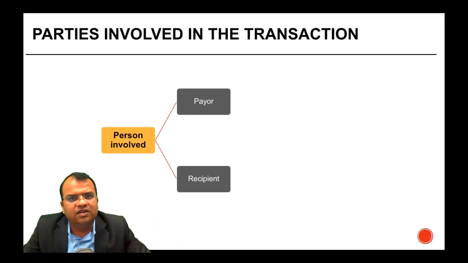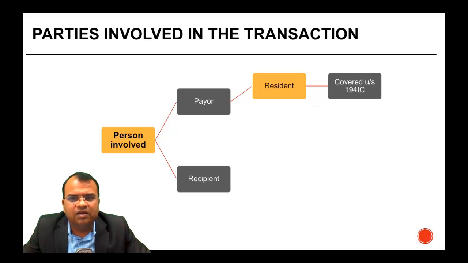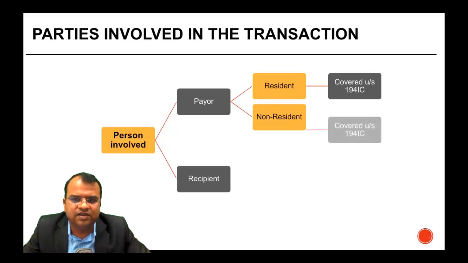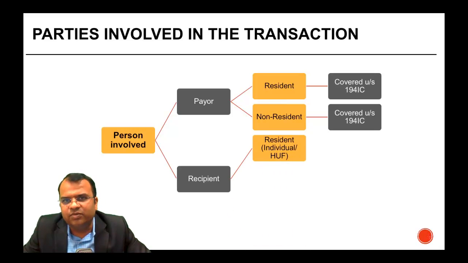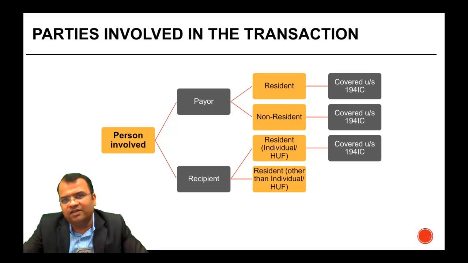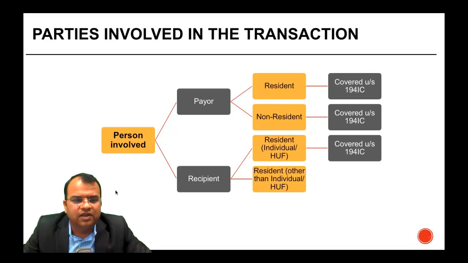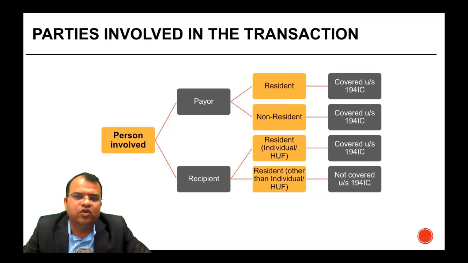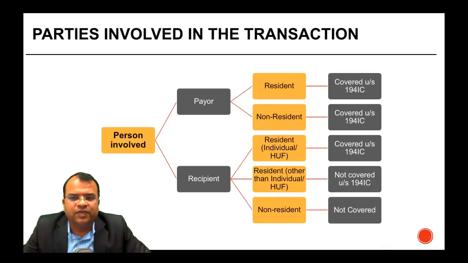So, like in every other case of section which we saw, the parties involved can be the payer and the recipient. The payer, if he is a resident, he is covered under section 194IC. If he is a non-resident, even then he is covered under section 194IC. The recipient, if he is a resident who is an individual or HUF, he is covered under section 194IC. But a resident who is other than an individual or an HUF is not covered under section 194IC. Similarly, a non-resident is also not covered if he receives any consideration which is referred to in section 194IC.